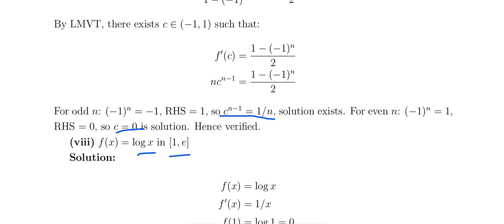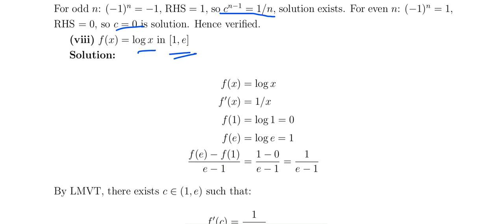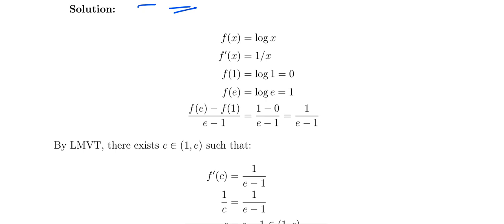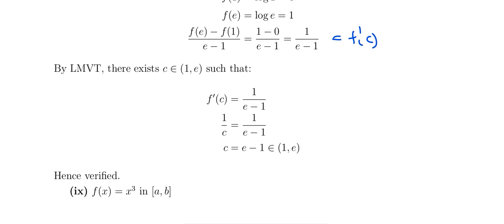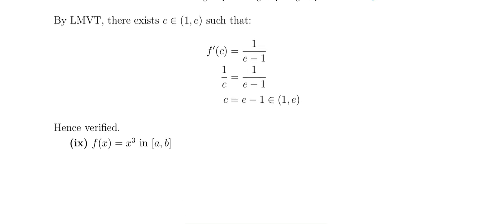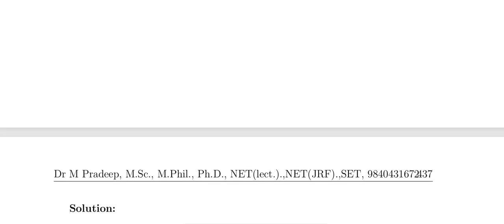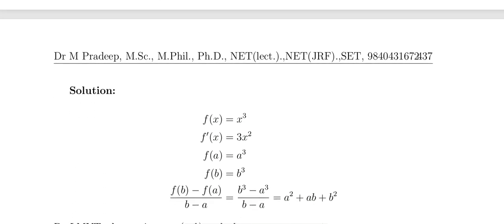Similarly, log x is defined on 1 comma e. Log 1 value is 0, log e value is 1. So this is equal to f dash of c. So f dash of c equals something, so 1 by c equals something. From this, c equals e minus 1. E minus 1 always lies in 1 comma e. This is x cube defined on a comma b.